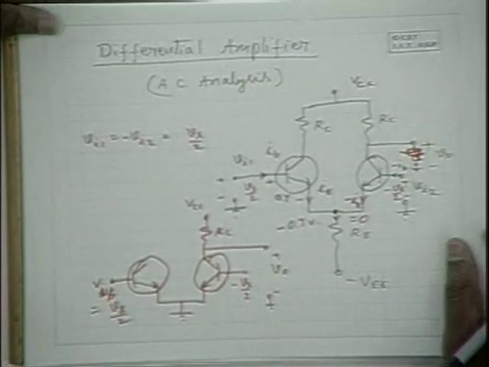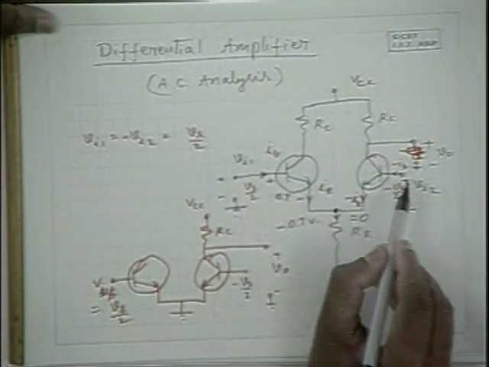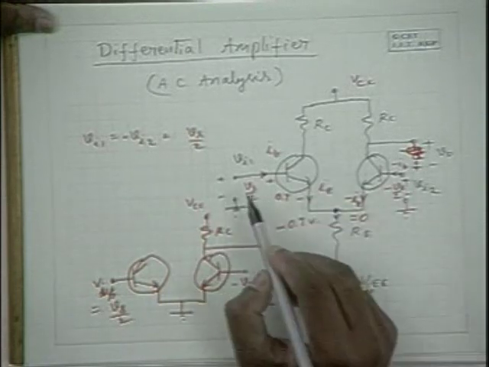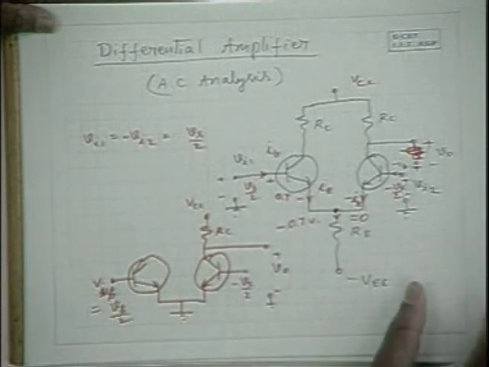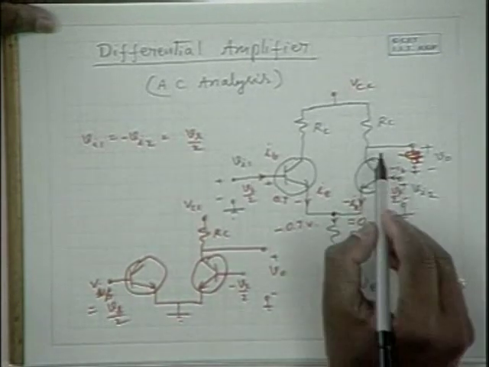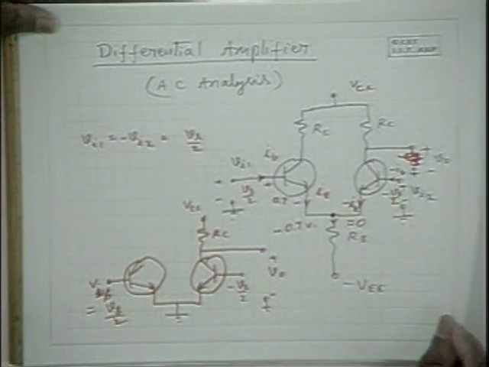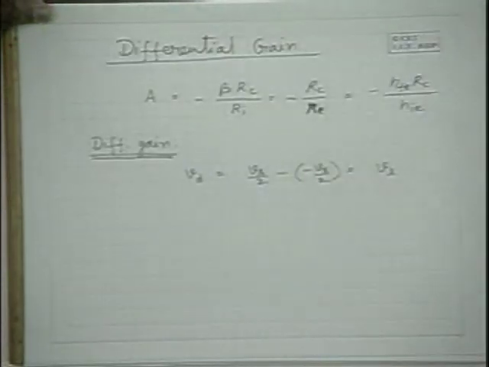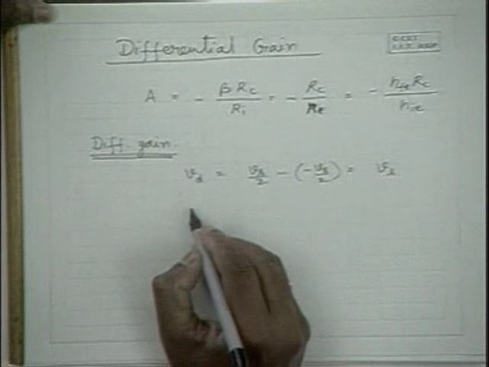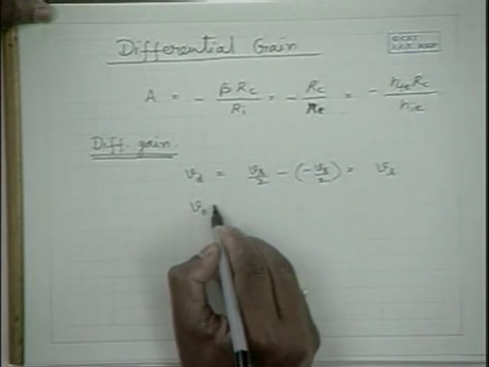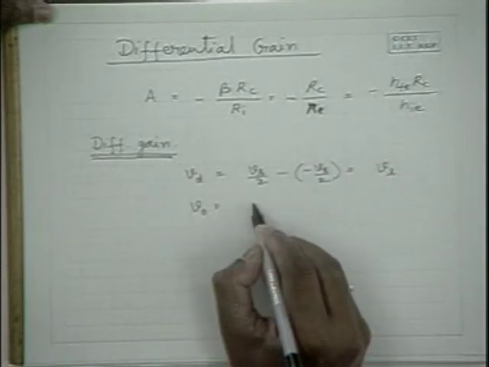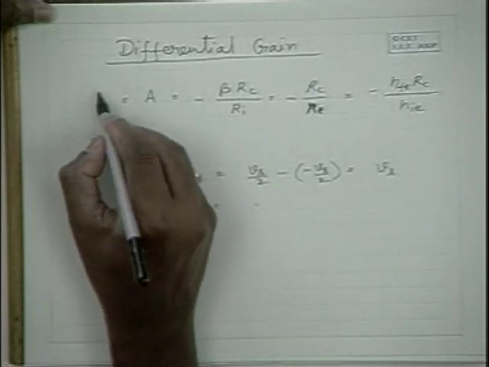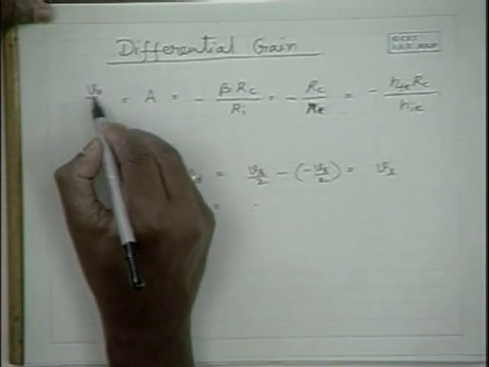Because the differential signal is the difference between Vi1 and Vi2. Hence, this is Vs by 2 minus of minus Vs by 2. Therefore, the differential signal is Vs itself. And what about the output voltage? The output voltage now is minus RC by Re. This voltage gain A is equal to the output voltage V naught by Vi2.